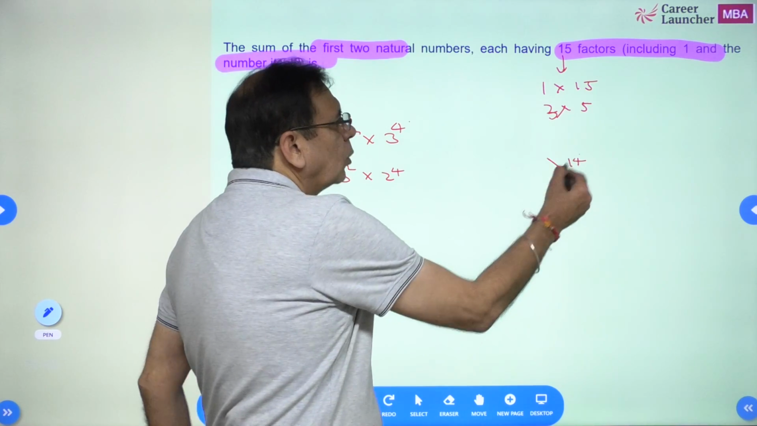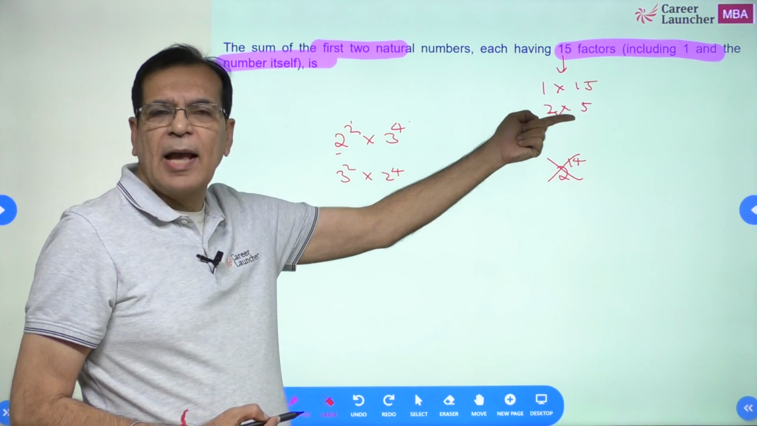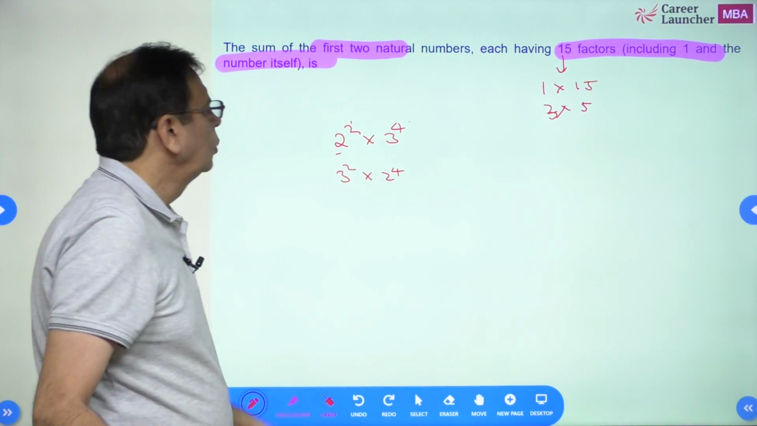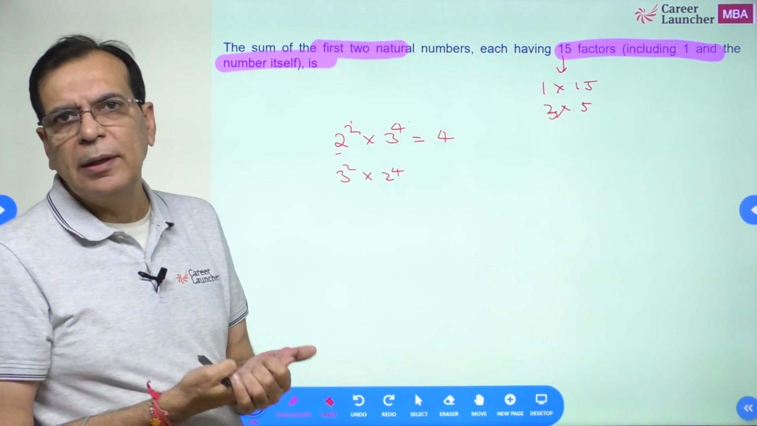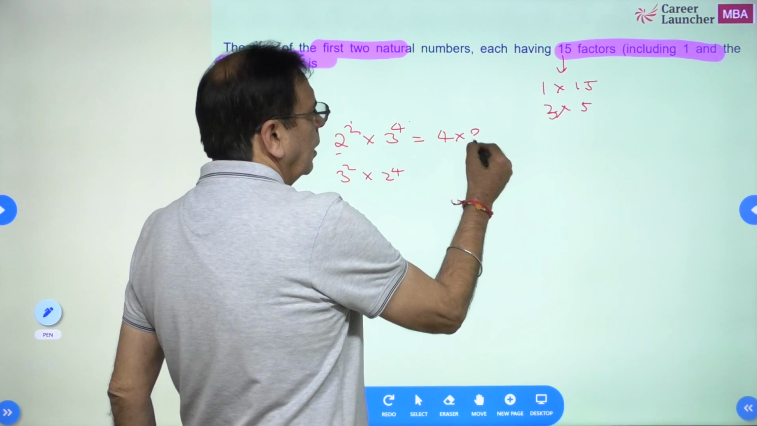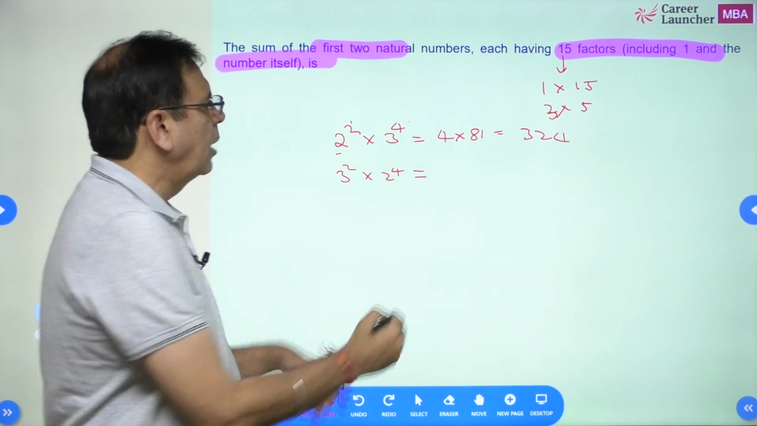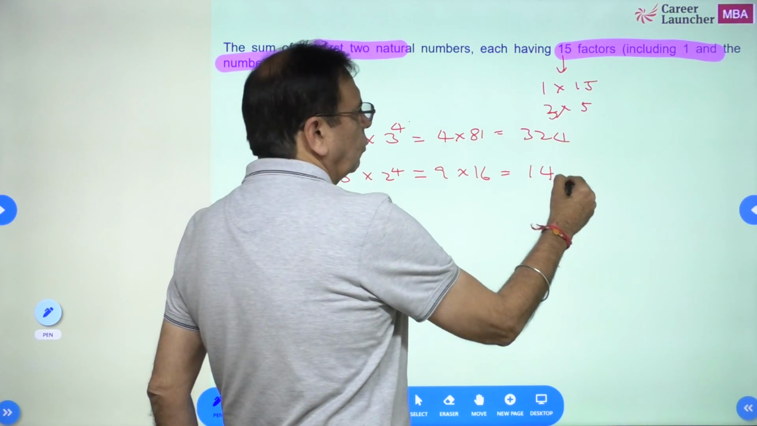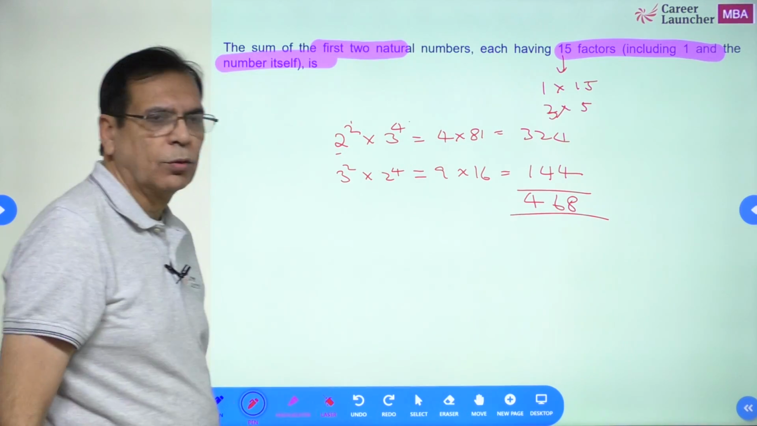So I'll not worry about this. The idea is go for as low a power as possible. That will give you the smaller numbers. Okay. So what are these? 2 square is equal to 4 and 3 to power 4. 3 into 3, 9. 9 square is 81. 81 into 4, 324. And 2 to power 4 is 16. 3 square is 9. 9 into 16 is 144. 864. Answer is going to be 468. Okay.